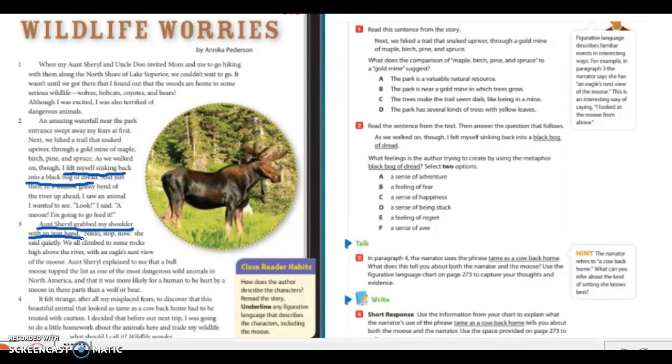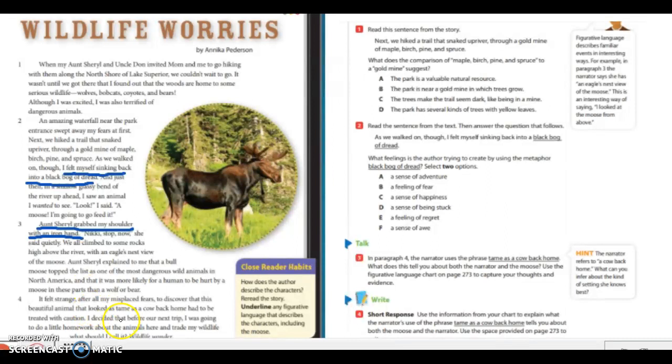Aunt Cheryl grabbed my shoulder with an iron hand. "Nicky, stop now," she said quietly, as we climbed some rocks high above. So when I look at that, she's grabbing the shoulder strongly. She says, stop now. So using my context clues and my schema of my prior knowledge, I know that when someone is usually in danger, they grab you sternly or very quickly, aggressively, because they don't want you to get hurt. So Aunt Cheryl having an iron hand probably means she grabbed him very tightly.